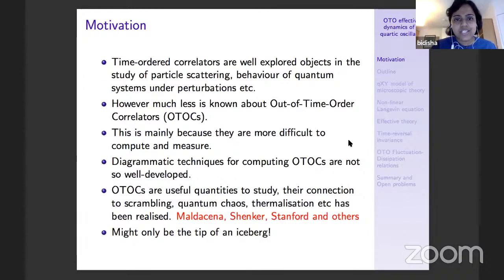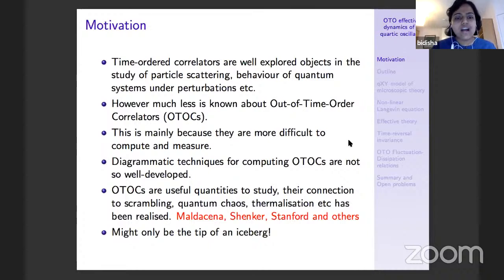So time-ordered correlators are very well-explored objects in the study of particle scattering, where you have a bunch of incoming and outgoing states, and they interact in between, and one can calculate time-ordered correlation functions. And also to study the behavior of quantum systems under small perturbations, etc. However, much less is known about out-of-time ordered correlators, and this is mainly because they are more difficult to compute and measure. And also, diagrammatic techniques for computing OTOCs are not very well developed.